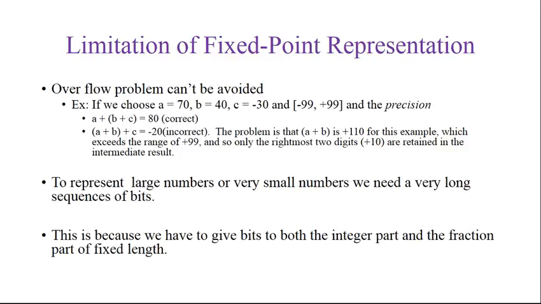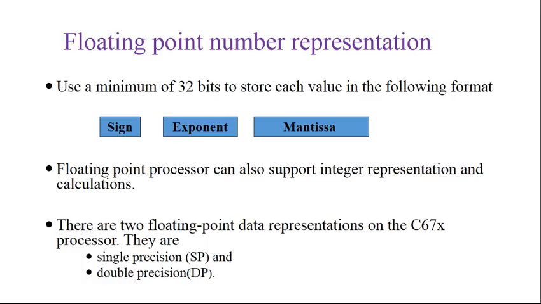To represent large numbers or very small numbers, we need a very long sequence of bits. So we have to give bits to both the integer part as well as the fraction part of fixed length. Now coming to the floating point number representation, we use 32 bits as a minimum to store each value of the number. It is stored as three components: sign, exponent and mantissa. Floating point processors can also support integer representation and calculations.